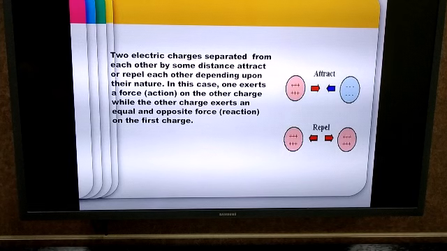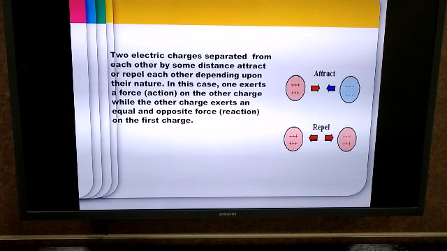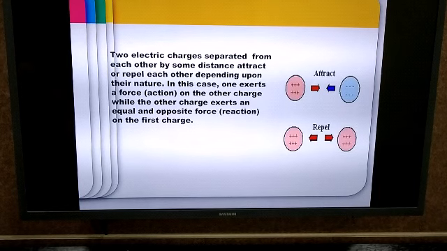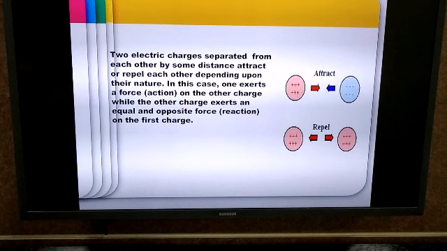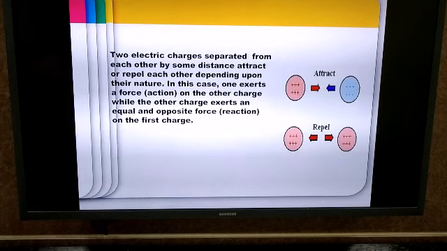If there are two like charges, suppose two positive charges, then one positive charge will exert a force of action on the second positive charge, and in turn the second positive charge exerts a force of reaction on the first positive charge. Since these two charges are like charges, we find that the force of action and reaction which acts between both of them helps in repelling these two electric charges from each other.